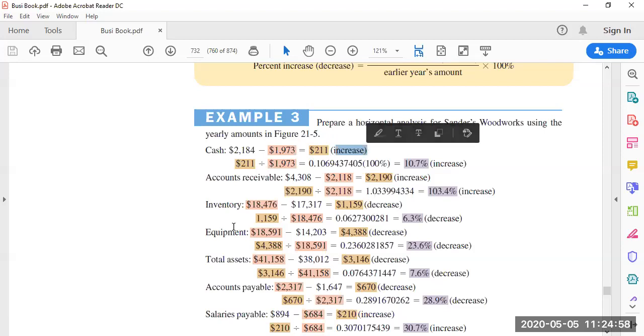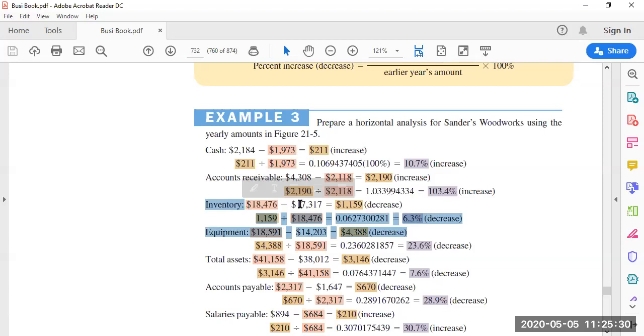In the example of inventory, our inventory this year has a balance of $18,476. Last year, we subtract from that $17,317. Now, because we're seeing, oh, wait a minute. In this case here, we have a last year's amount is this. The current year's amount is this. Therefore, we have a decrease.